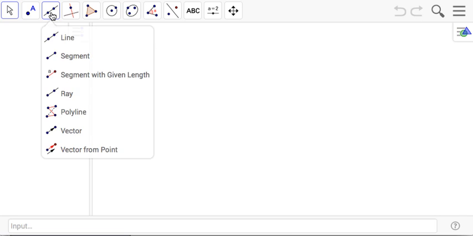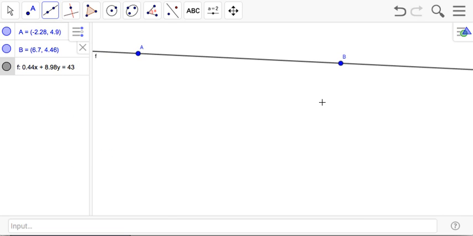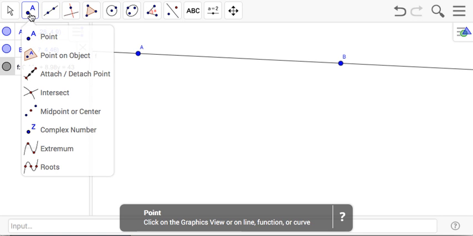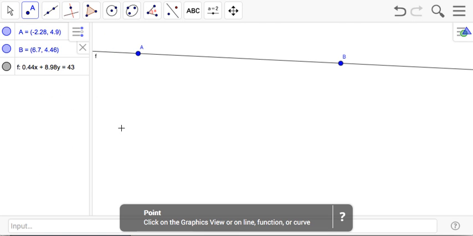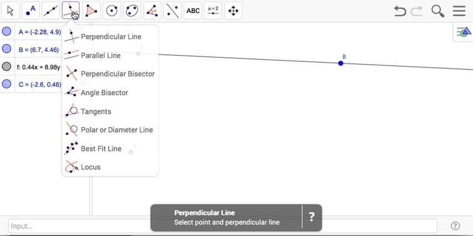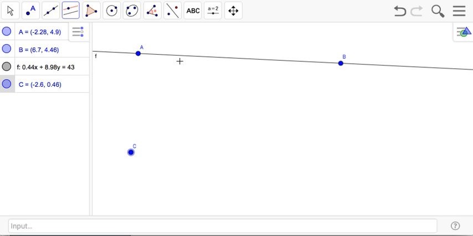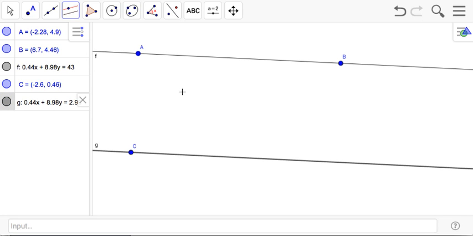So now what I want to do is draw two parallel lines. I'm going to go to my line tool and select line and draw my first line. Then I'm going to go to the point tool and make a point somewhere off that first line. Then I'm going to go to this tool, which allows me to draw parallel and perpendicular lines. I want parallel lines. It says select a point and a parallel line, so I'll select this point first and this parallel line. I now have two parallel lines.